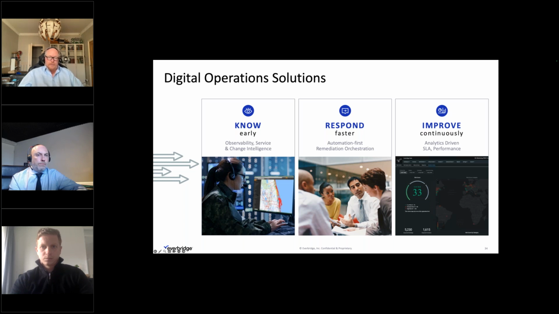And of course, we need to improve. You need to track and log all responses and actions for understanding improvement opportunities during the event and measuring performance post-event for the next time.